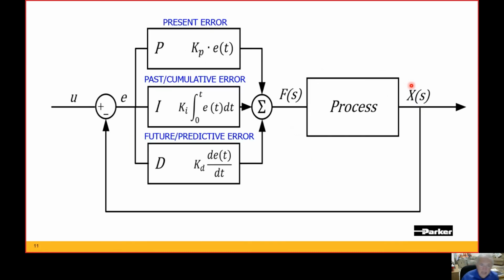To wrap it up, PID control, simply expressed, is proportional, which is a correction in real time based on present error. Integral is a calculation which takes a look at the history, the cumulative past error, and corrects for that. The derivative calculation looks at future or predictive error. In other words, how slowly or how quickly am I going toward the set point, and it makes a calculation to either speed up or slow down the action.